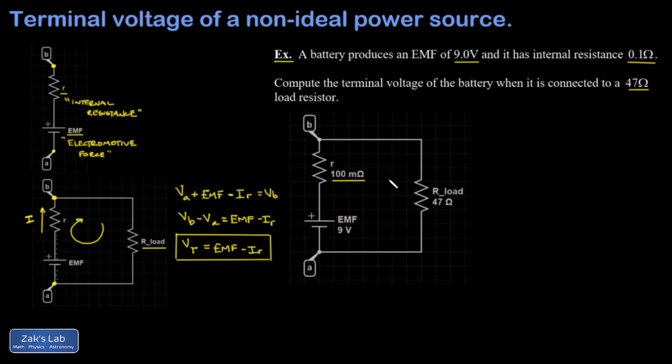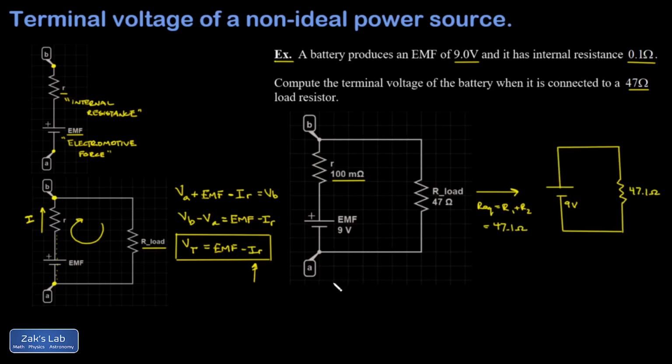So all we're going to do here is simplify the circuit to have a single resistor, and then we're going to find the total current, and then that will allow us to find the voltage drop over the internal resistance, and we can get our terminal voltage for the battery. So we'll redraw the circuit with a single resistor. All I have is two resistors in series, so it's just an R1 plus R2 kind of thing. And again, 100 milliohms is just 0.1 ohms, so when I add these, I get 47.1 ohms.